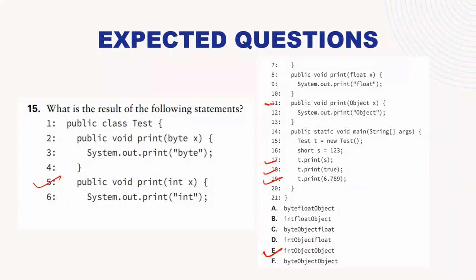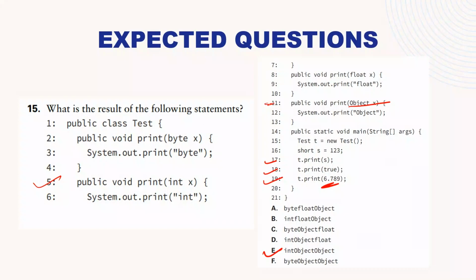It will not go to the float type because there is no double wrapper type. So it will not go to that. It will directly go to the object type that you see over here, object x. That is why object again is printed for this particular thing. Okay, so the output is int, object and object.